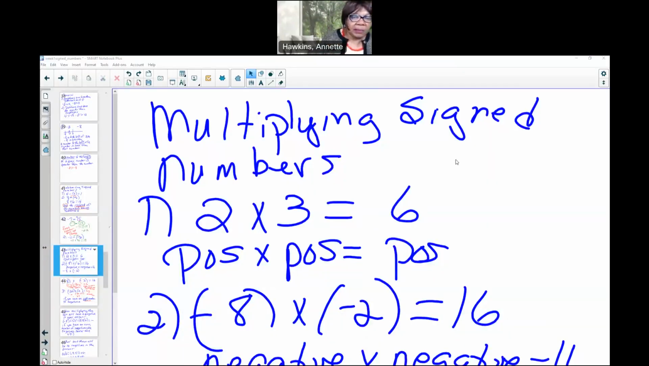Okay, this is part 2 of our live lesson. We want to look at multiplying signed numbers. Okay, so 2 times 3 gives me 6. A positive times a positive is equal to a positive.